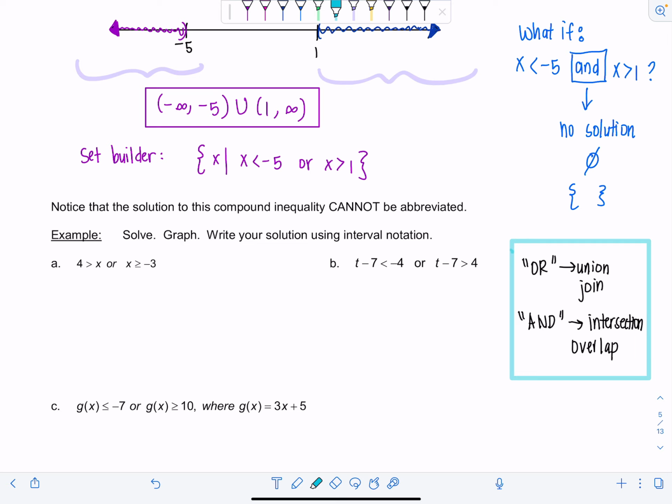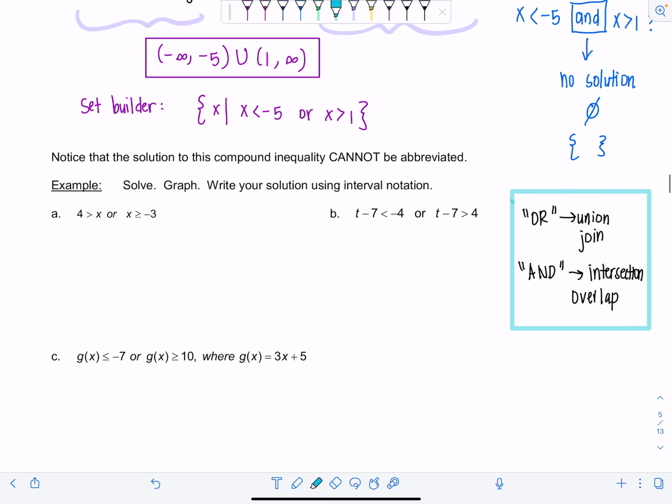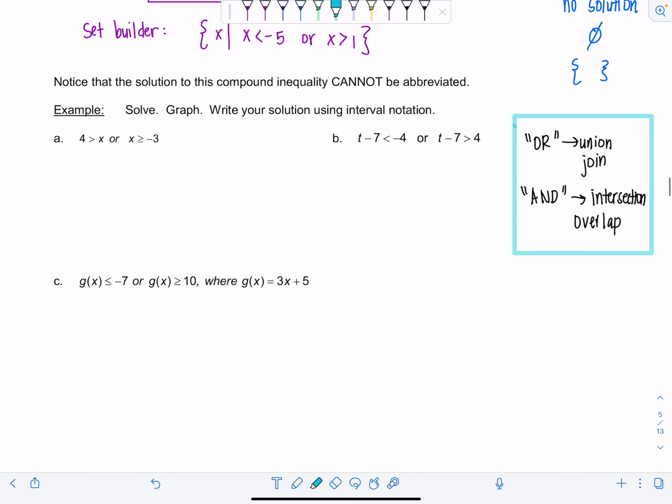Good. So now let's solve some here, graph, and then we're gonna write the solution using interval notation. So the first one is 4 is greater than x, or x is greater than or equal to -3. I recommend, until you're getting really comfortable with these, put the variable on the left, just so your brain can digest it more easily. So instead of writing 4 is greater than x, isn't that the same as x is less than 4? Notice the inequality is still opening up, right, towards 4. So that means 4 is larger, but it just helps your brain translate it better. Or x is greater than or equal to -3.